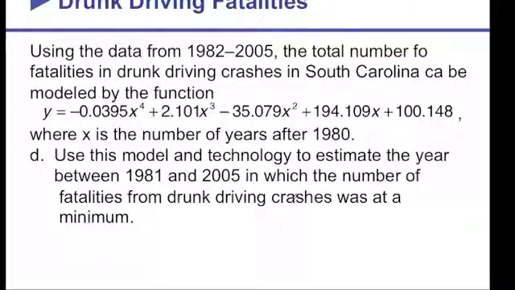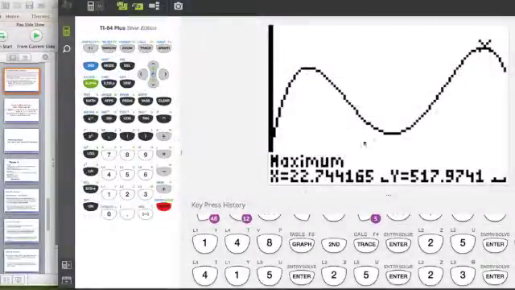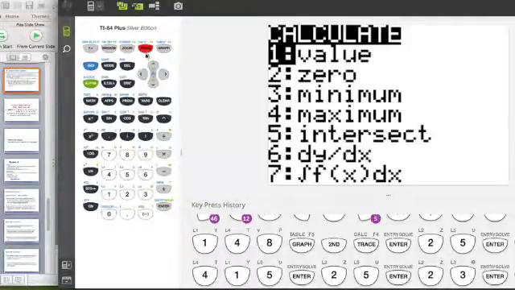The next slide, we want to estimate the year between 1981 and 2005 in which the number of fatalities from crashes was at a minimum. Going back to our graph, the minimum appears to be here. So we want second calc. We're looking for a minimum.